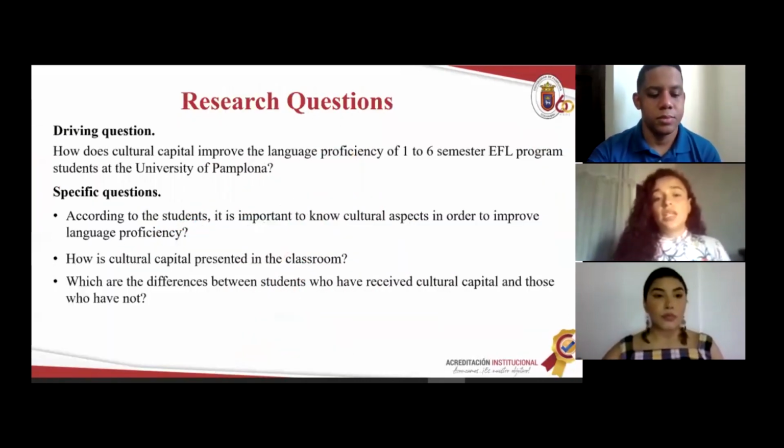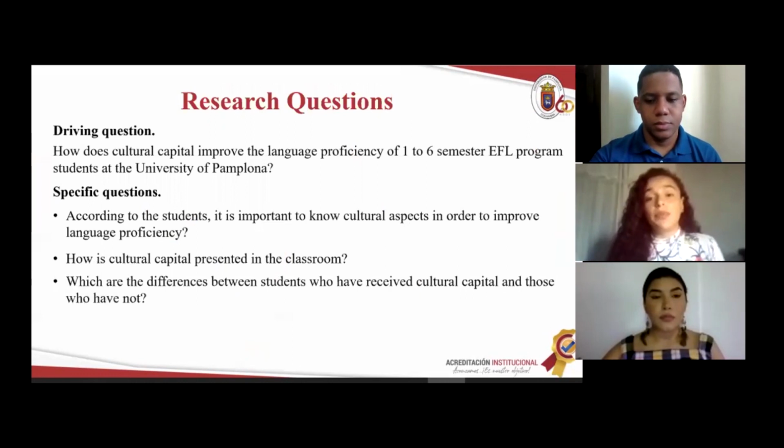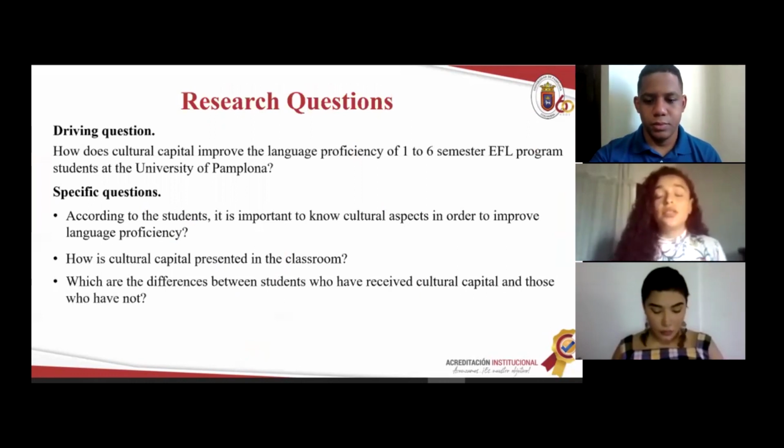For this research project, we established this research question. How does cultural capital improve the language proficiency of first to sixth semester EFL program students at the University of Pamplona? The specific questions are: according to the students, is it important to know cultural capital aspects in order to improve language proficiency? How is cultural capital presented in the classroom? Which are the differences between students who have received cultural capital and those who have not?